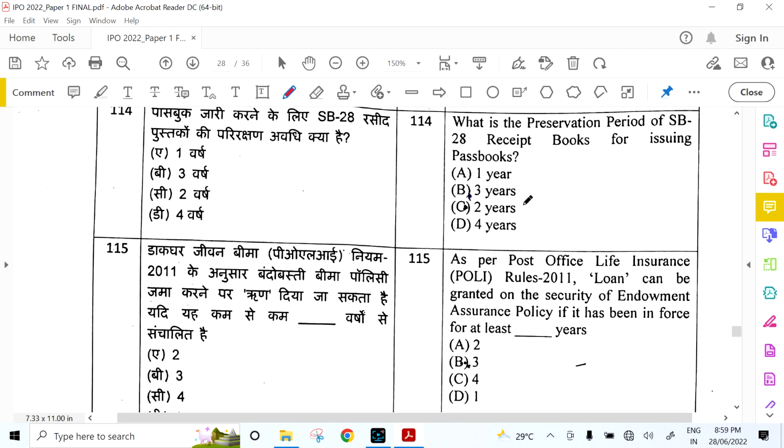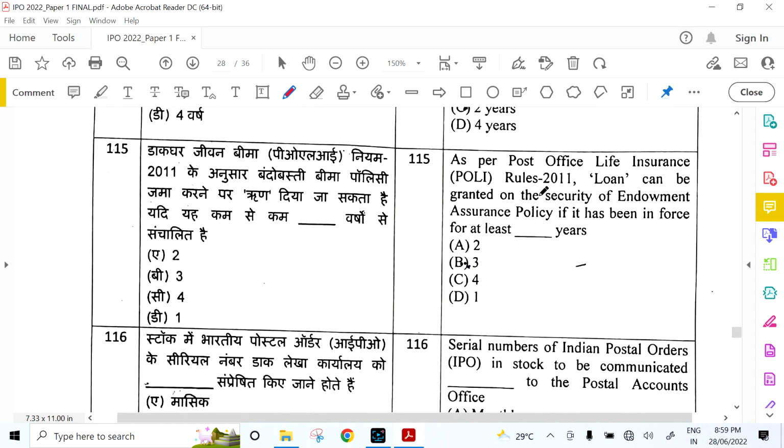What is the preservation period of SB 28 receipt books for issuing passbooks? The answer is 2 years. This is found in appendix. You will find this one in the appendix.